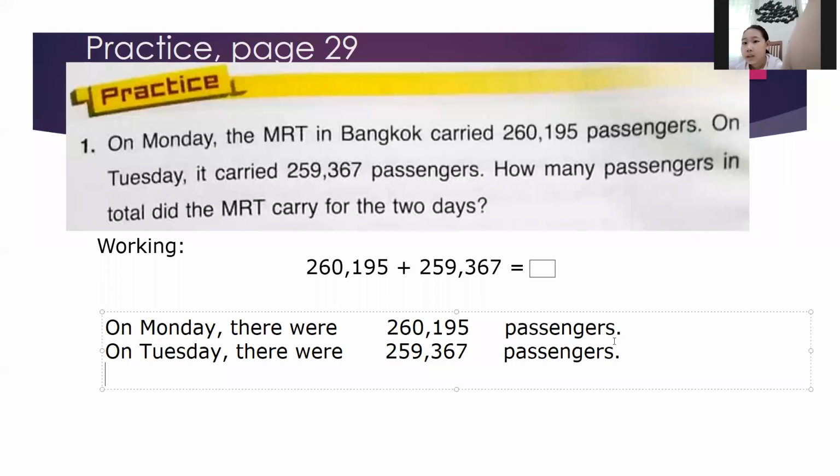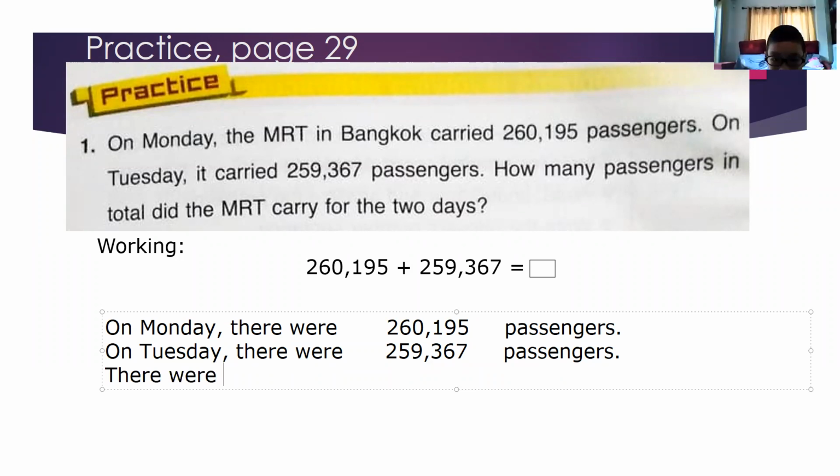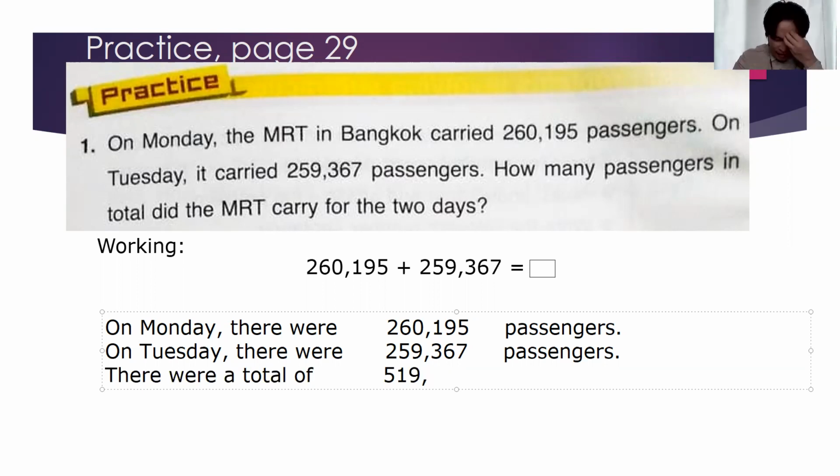I know the answer. There were. I think first. There were. Okay, since time is limited, teacher is going to help you. There were a total of. You can say this way. There were a total of 519,562. Very good. Then passengers. Okay, get your pencils and continue copying.